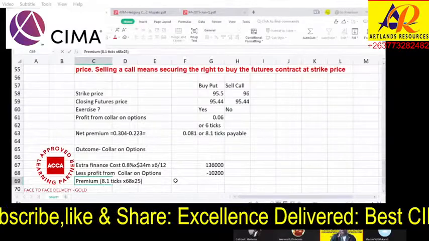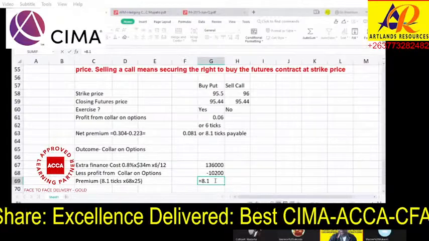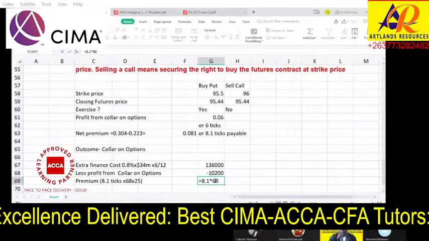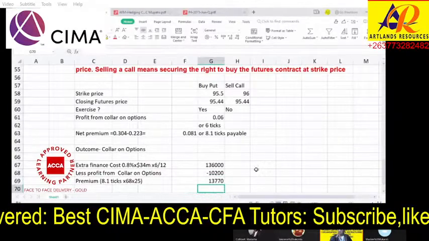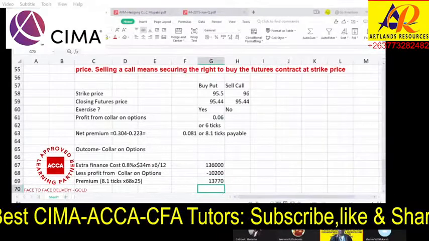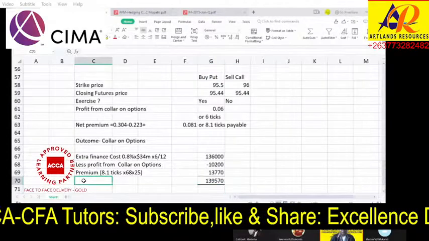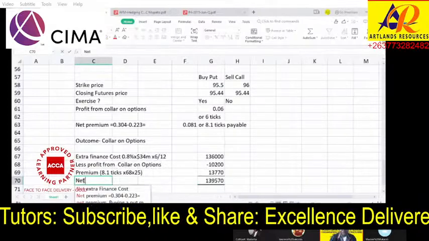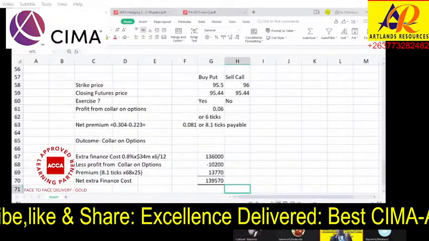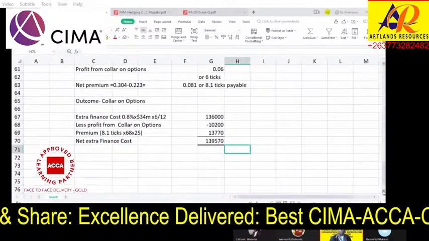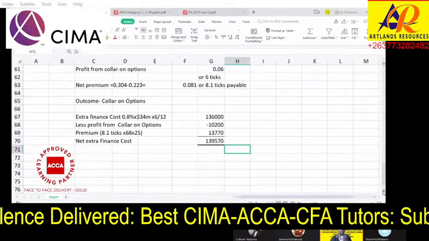So you can see here that if you enter into a collar arrangement, you reduce the premium. No wonder they say collar reduces the overall cost of hedging to the firm, because you pay the net premium. So after doing this, we now have the net extra finance cost from hedging. This is the net extra finance cost. So you can see, simple as that.